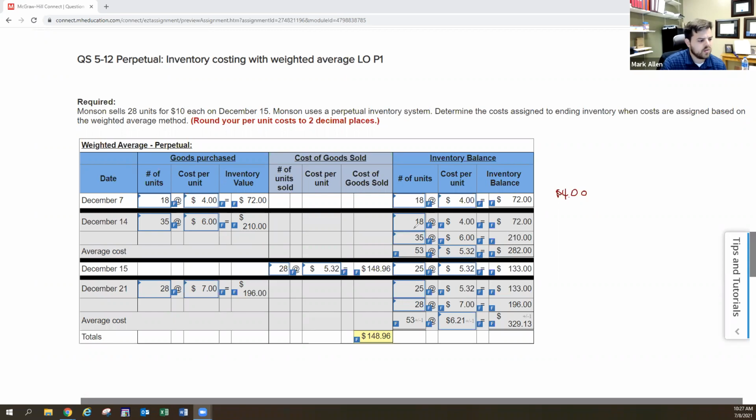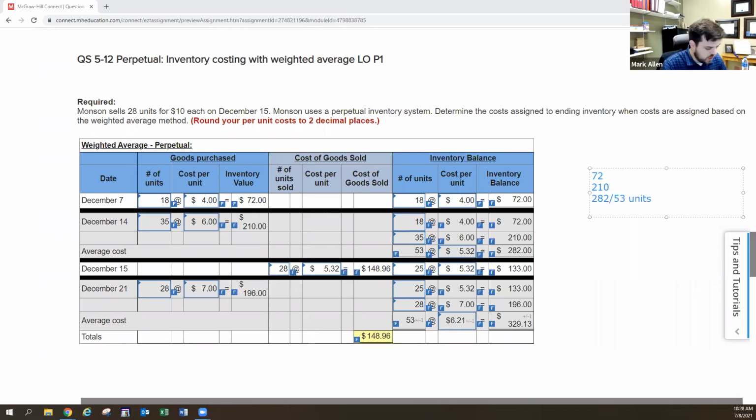And so the question is, well, what is the average cost? What you're going to do to get this is take my total cost, $72 from the first piece, plus $210 from the second piece. That is $282. Then I will simply divide that by 53 units. So 282 divided by 53 units.